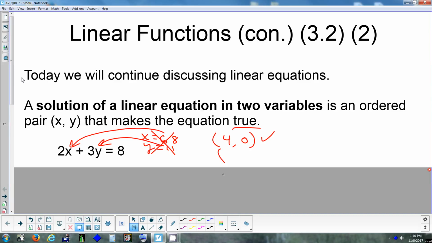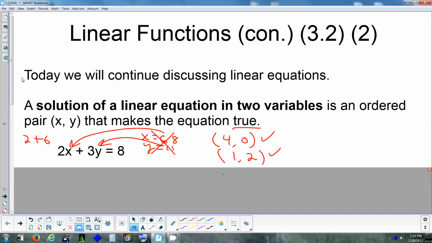How about this one? Let's try 1, 2. If you plug in 1 for x, what's 2 times 1? 2. What's 3 times 2? 6. What's 2 plus 6? 8. There's another coordinate that makes that true. Any questions on that idea?